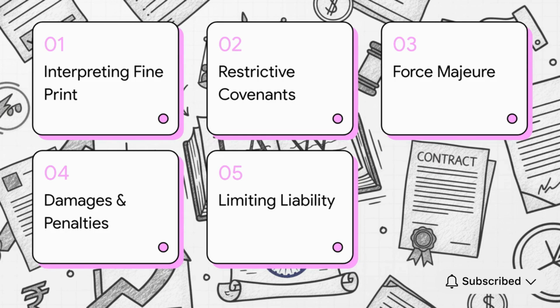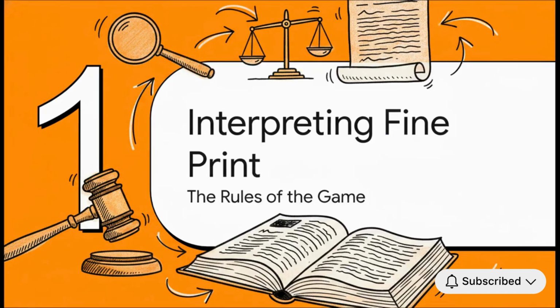First, interpreting the fine print. Second, restrictive covenants and trade. Third, surviving force majeure. Fourth, calculating damages and penalties. And finally, limiting commercial liability. All right, let's kick things off with Section 1, interpreting the fine print, the rules of the game.